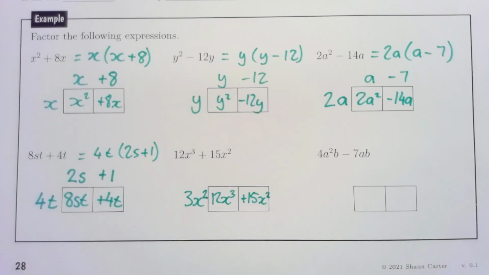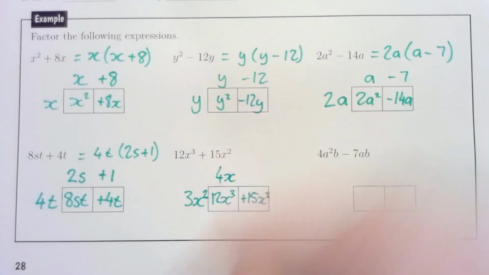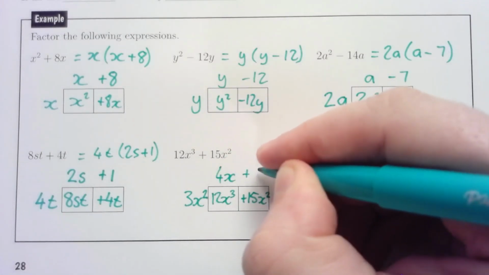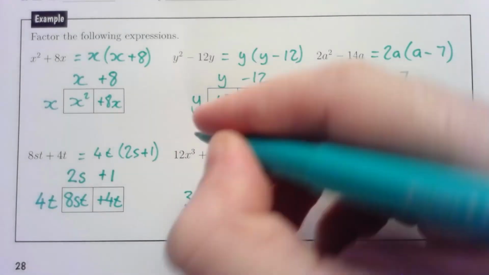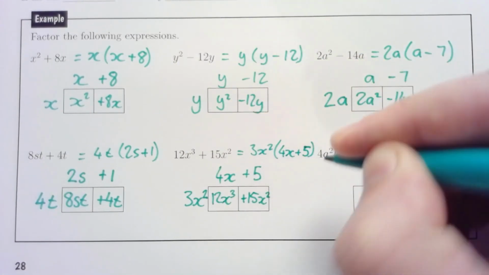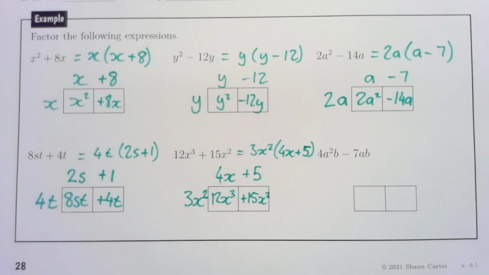To turn this into 12x cubed, we need to multiply by 4x. And to turn it into 15x squared, we need to multiply by 5. So our factored form of our expression is 3x squared times the quantity 4x plus 5.